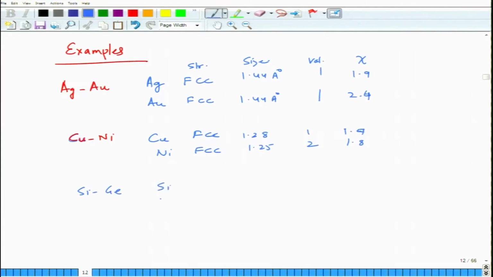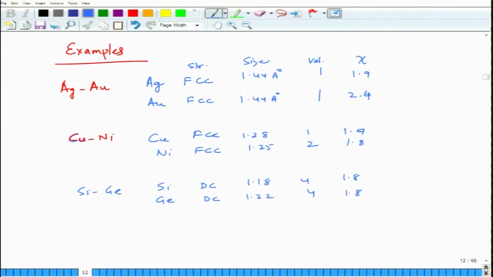So silicon, germanium, both are diamond cubic. I will come to the diamond cubic structure later on, but this is basically an FCC lattice. Silicon, this is 1.22 radius, this is 1.18. The valence is 4 for both of them. Electronegativity is the same. They make extended solid solution.